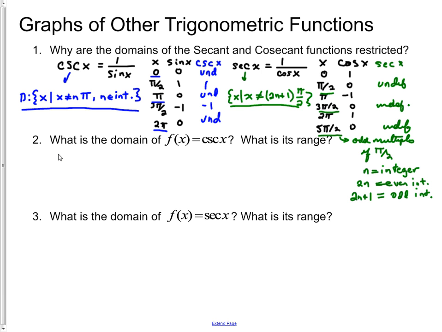All right. So here we are. Our domain of cosecant of x is going to be the set of all values x such that x is not a whole number integer value of pi. And the domain of secant of x is the set of all x such that x is not equal to odd multiples, 2n plus 1 multiples of pi over 2. In both cases, n is in the set of integers.